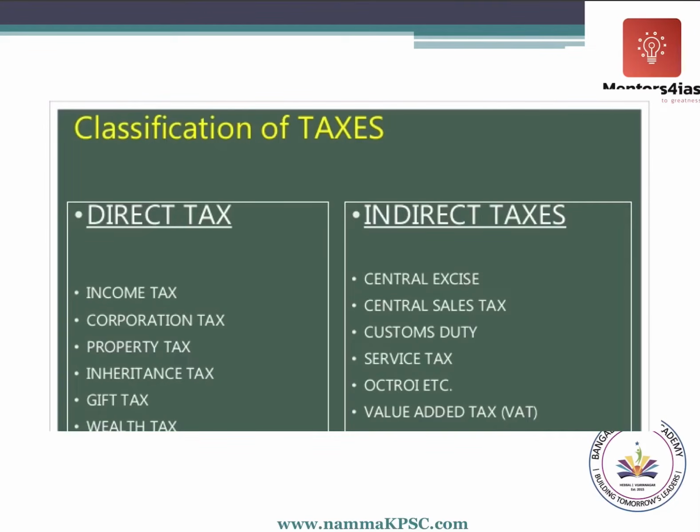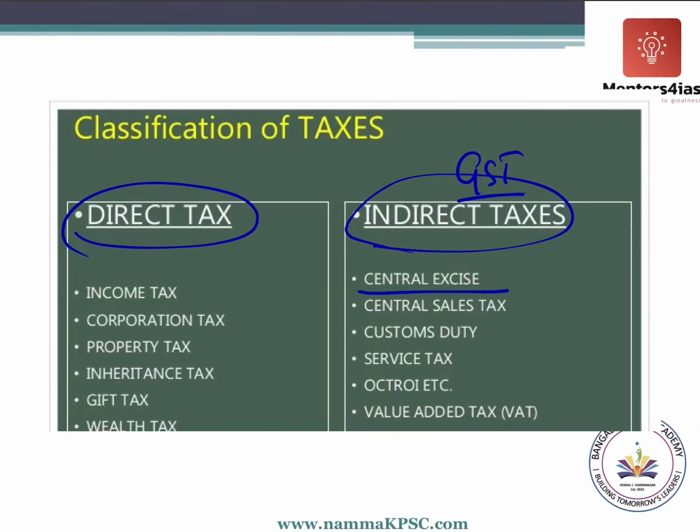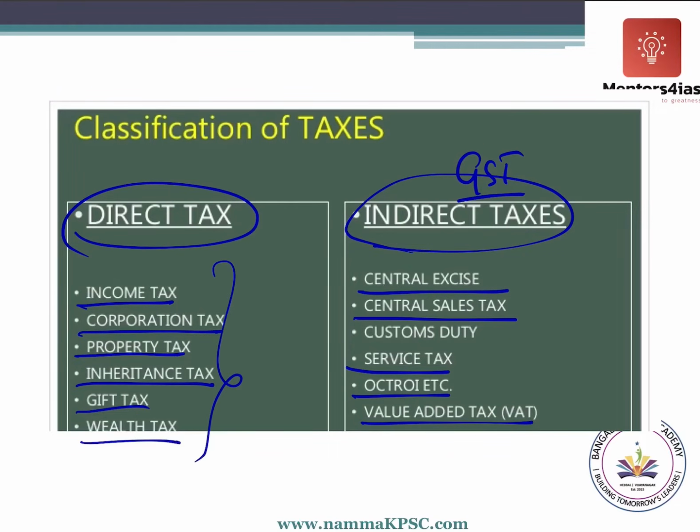Now if you take examples of direct and indirect taxes. As I told you, GST. Earlier, before GST, we had central excise, central sales tax, service tax, octroi, value added tax. All that I will be discussing in the next videos. Direct taxes include your income tax, corporate tax, property tax, inheritance tax, gift tax, wealth tax. All these I will discuss in the next video. So this is the classification of direct and indirect taxes.